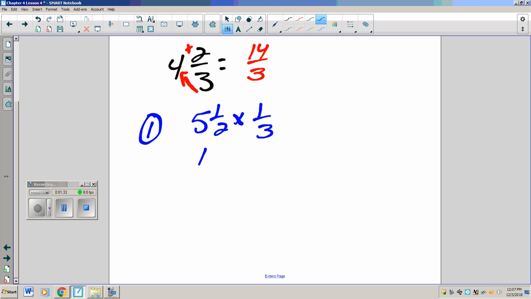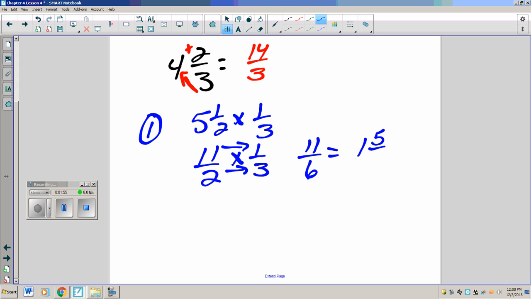Step 1, you got to make them improper. 5 times 2, 10. Add the 1, you get 11/2 times 1/3. There's no cross reducing we can do. Multiply your numerators. 11. Multiply the denominators. 6. 6 goes into 11 one time, and you'll have 5 left. So 5 1/2 times 1/3 is 1 5/6.